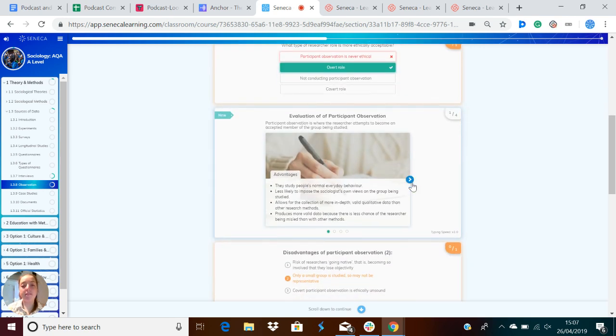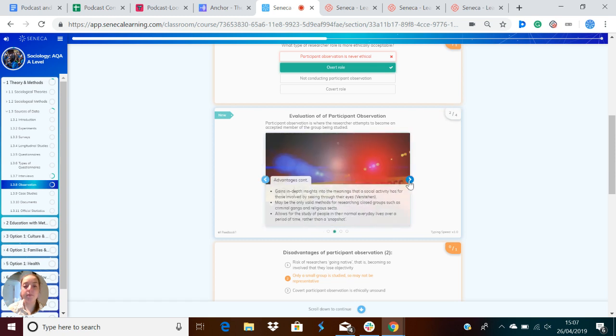So, how do we evaluate participant observation? The advantages are that it studies people's normal everyday behaviour. It's less likely to impose the sociologist's own views on the group being studied. It allows for the collection of more in-depth, valid, qualitative data than other research methods, and there is less chance of the researcher being misled than with other methods.